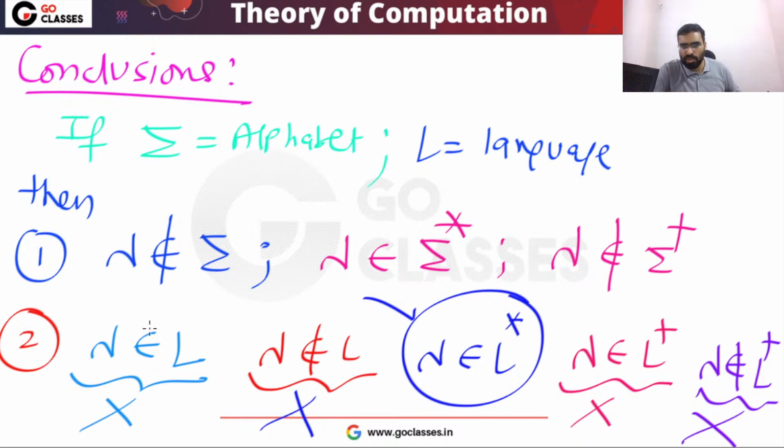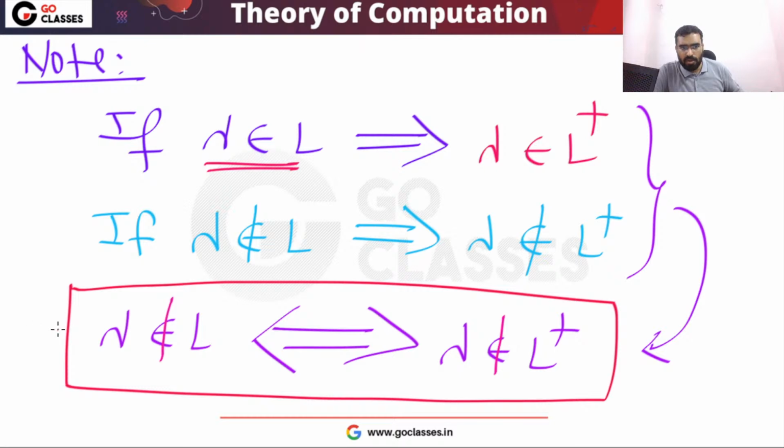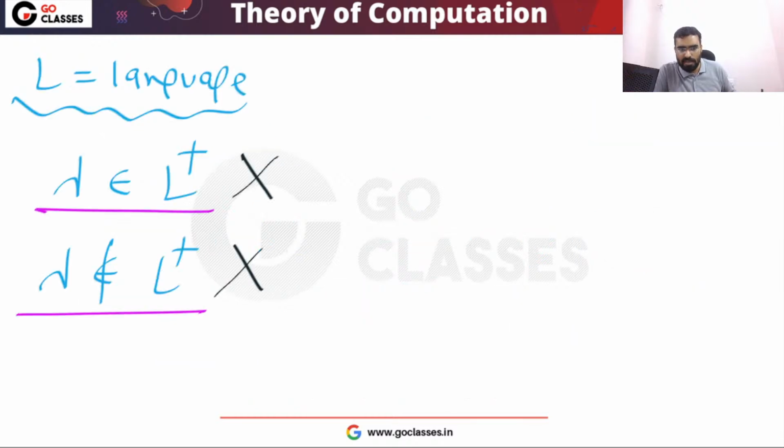Did you understand? So it will depend on L. This is the idea: if empty string belongs to L, then empty string belongs to L plus. If empty string does not belong to L, then empty string does not belong to L plus. So this is an if and only if statement. Finally, you can notice these two statements are wrong, and that depends on the language L.